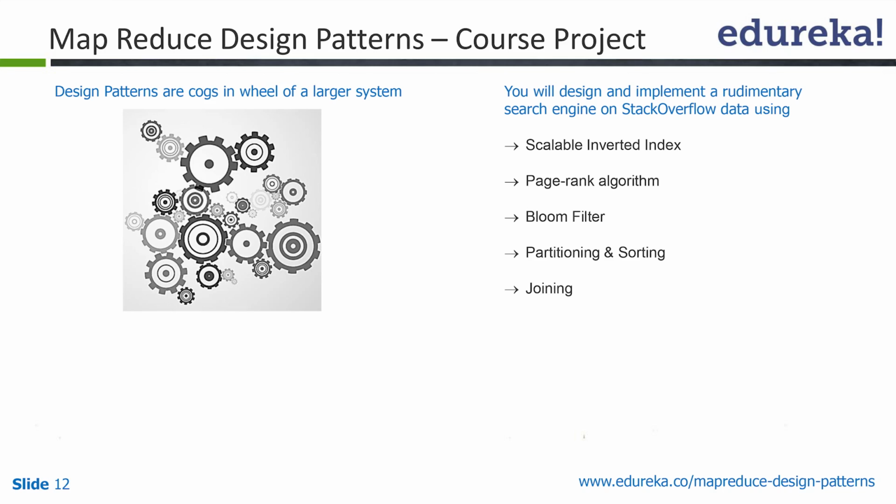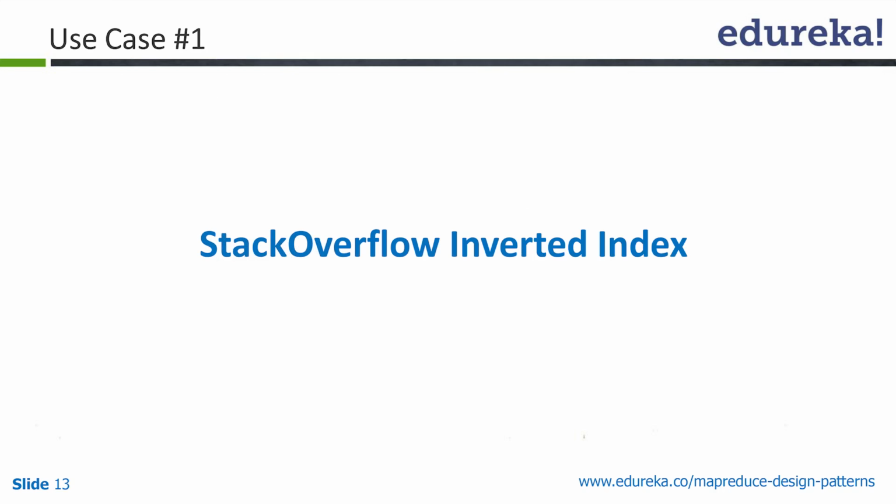As part of the project, we'll implement a scalable inverted index. We'll see an example use case of an inverted index in the slides later on. But as part of the project, you will do something more scalable than the algorithm that we'll see here. Then you will implement two parts of the PageRank algorithm using MapReduce. You will use Bloom filters. You will do partitioning and sorting as part of building a search engine on the Stack Overflow data. And of course, joining, and a few more smaller patterns that you'll learn along the way. You will be using them.